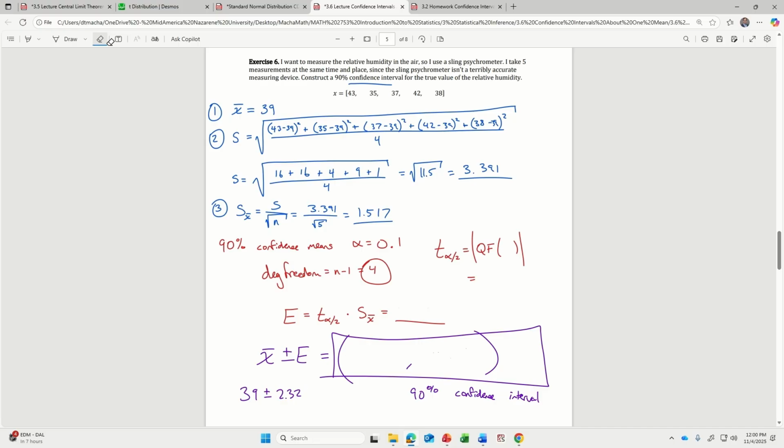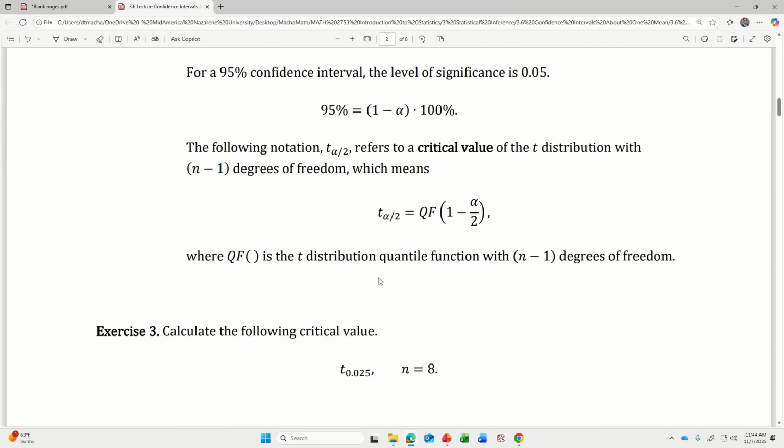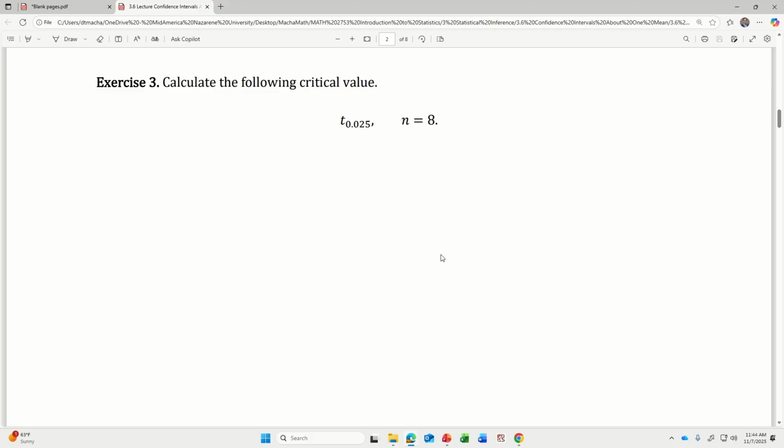Can I ask you something about the... Can you actually? Yeah. So I just want to make sure I did this right. You probably want to know now, with Desmos, how would I go about calculating a critical value from the t-distribution? For example, the critical value is 0.025, where the sample size is 8.